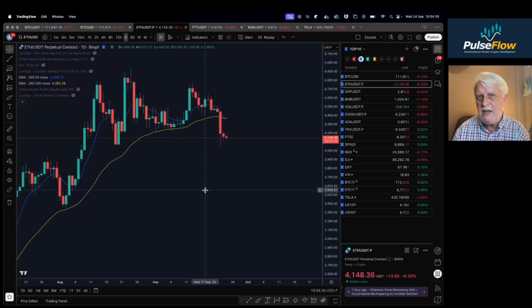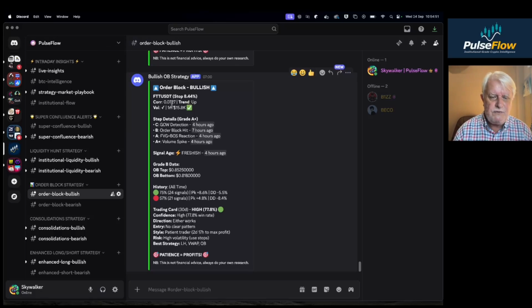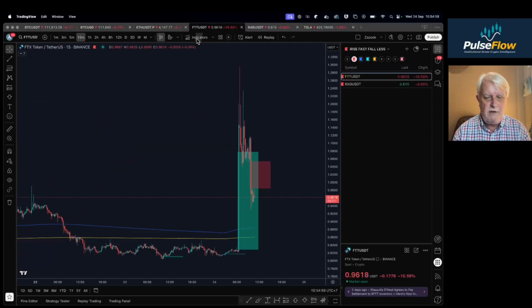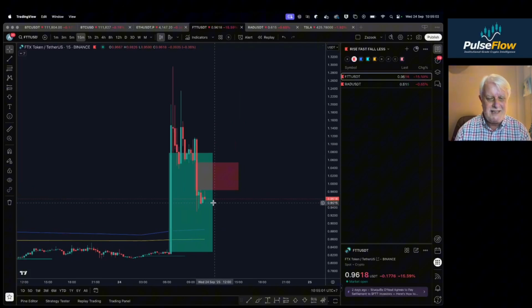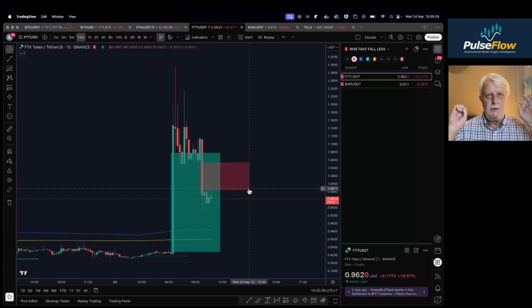Let's look now, finally, at how we use that within Pulse Flow. Here we have an order block bullish signal that came in at my time this morning at 7 a.m, which is actually 1:00 hours UTC. And it was for FTT, and it was a long, and it tells you here that the trend is up. And if you go to FTT, you can see the reason that signal came in is because it suddenly had a shoot up and it formed a massive fair value gap, and Pulse Flow was going boop, boop, boop. Have a look at this.